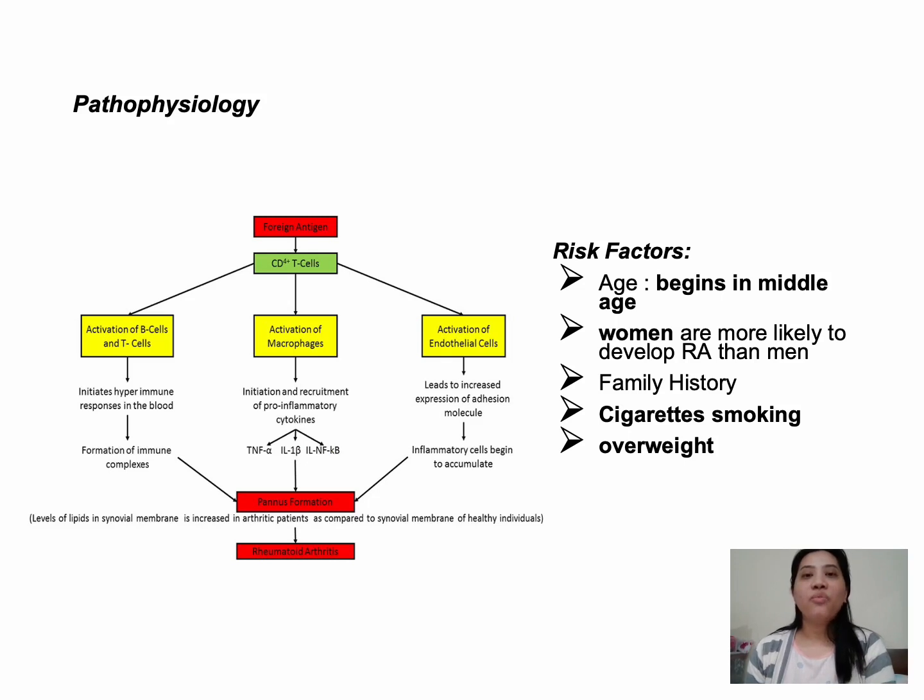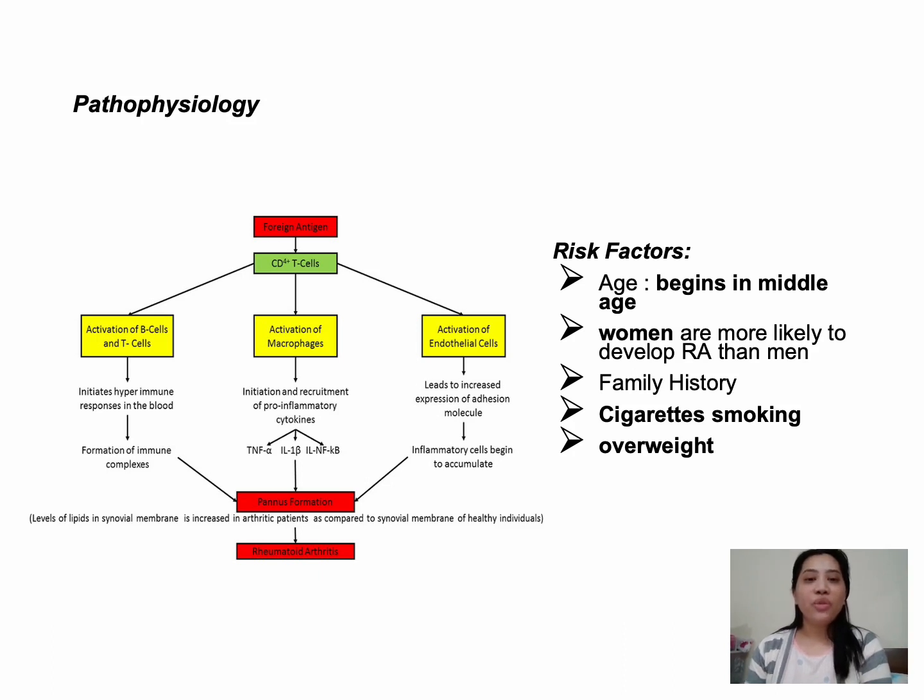As we all know, rheumatoid arthritis is an autoimmune disease, which means the body's immune system attacks its own healthy cells. The cause is unknown, but there are several risk factors to consider. Number one is age, which begins in middle age, 30 to 40 years old. Women are more likely to develop RA than men, family history, cigarette smoking, and overweight.